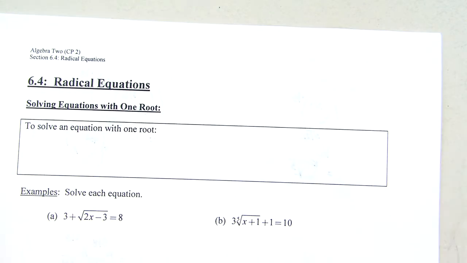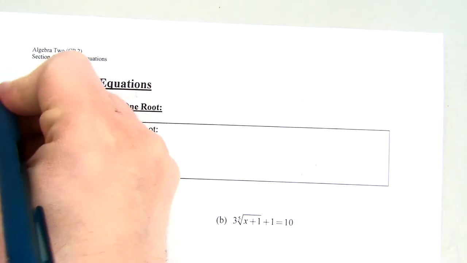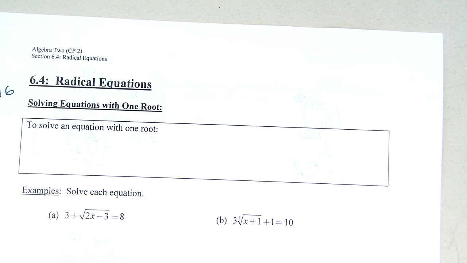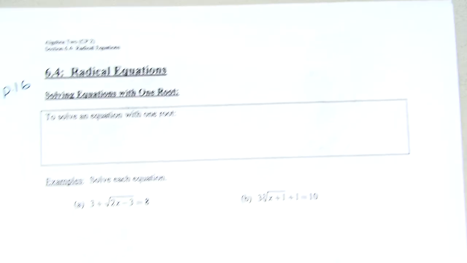So, we are on page 16 in your notes. And again, I think we're kind of done with the radical expressions. We can simplify, we can add, subtract, multiply, divide, all those things. Now we're turning to radical equations, things we can solve. We're going to get number answers out of these things.